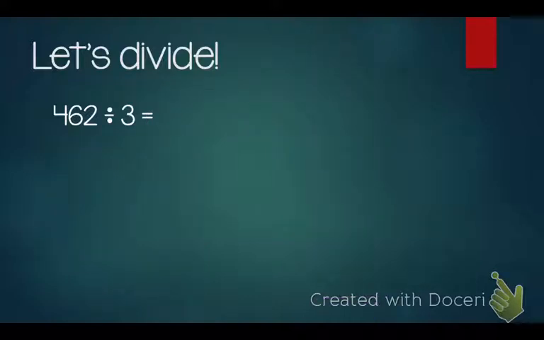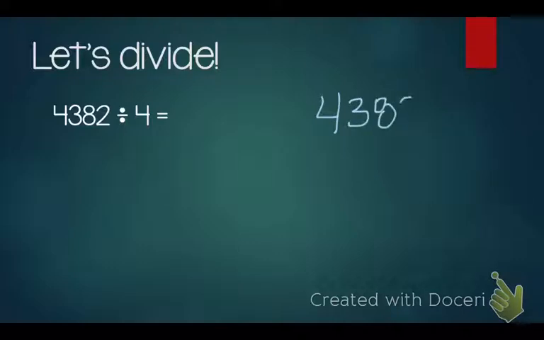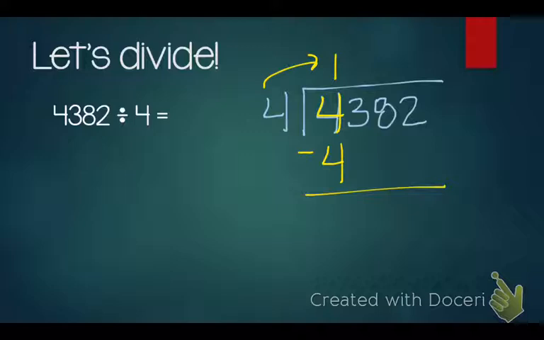Let's take a look at another example. Here we have 4,382 divided by 4. And again, I'm going to rewrite this. And I'm just going to go number by number. So I'm going to again start with the number that's closest to the bar. 4 divided by 4 is 1. 4 times 1 is 4. And I'm subtracting that. That leaves me with 0. But that doesn't mean that I'm done. Now I got to move to the next number. 3. Bring that down.